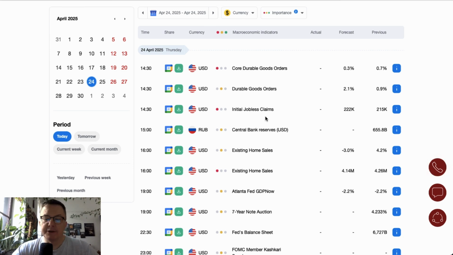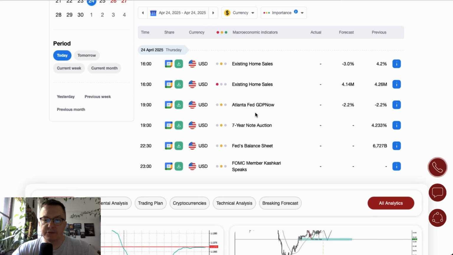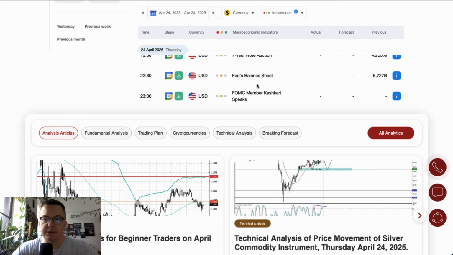So first, very important data releases. Existing home sales are scheduled for release at 4 o'clock as well. And then we got the usual ones, which means Atlanta Fed GDPNow is scheduled for release at 7 o'clock together with a 7-year note auction. Fed's balance sheet is scheduled for release at 10:30, and 30 minutes later FOMC member Kashkari will give a speech.